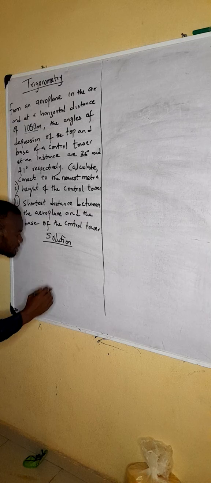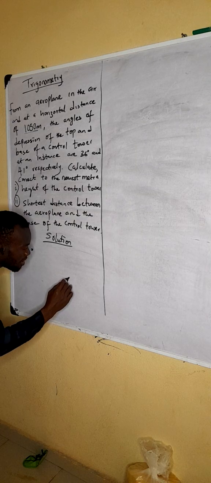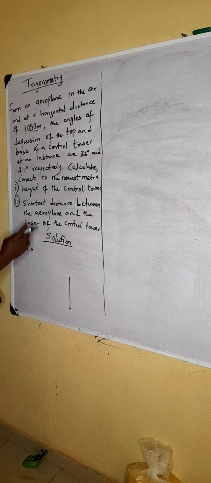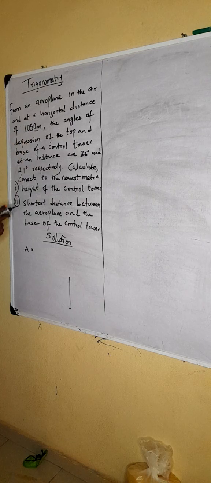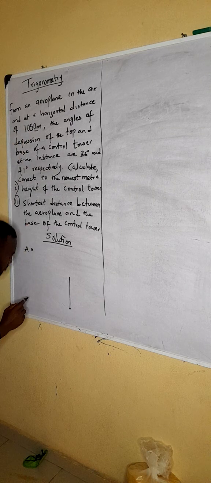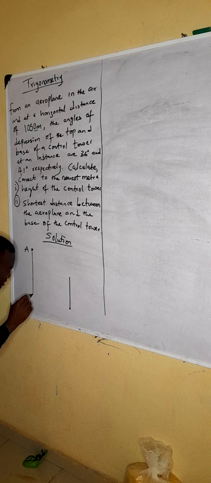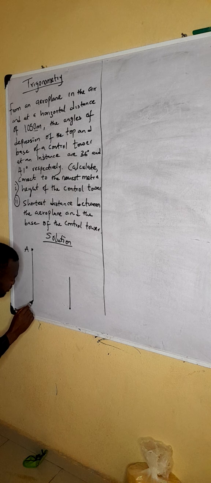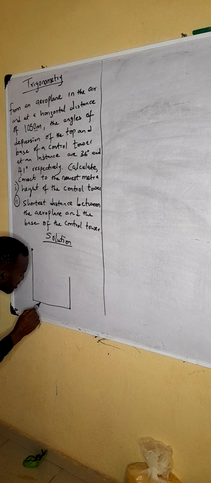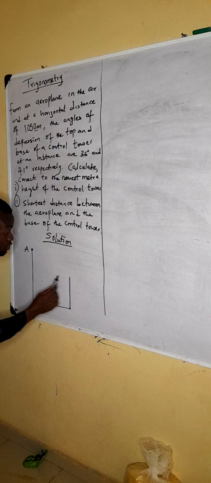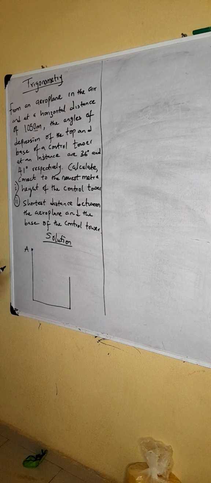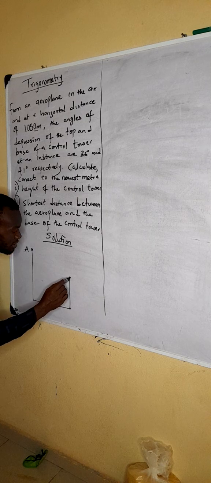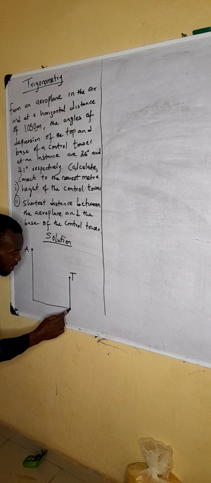So the first thing here is we have an aeroplane. Let me call this point A, the aeroplane. And then we have a control tower. The aeroplane is not directly on top of the control tower because it was given that it is at a horizontal distance of 1,050. This is the vertical distance between the aeroplane and the base of the control tower, and this is the horizontal distance between the aeroplane and the base of the control tower, which will also be the horizontal distance between the aeroplane and the top of the control tower. Let me assume that T is the top of the control tower, and here is the base of the control tower.